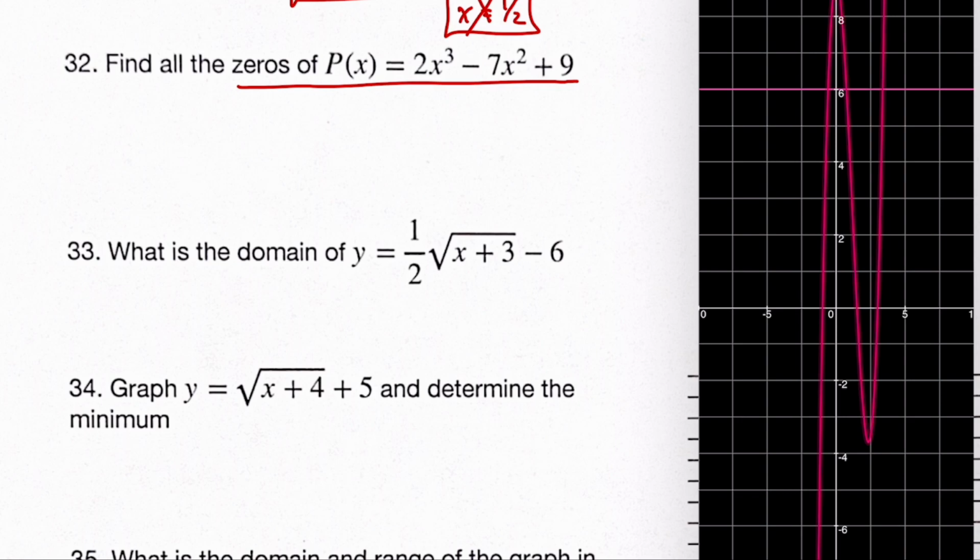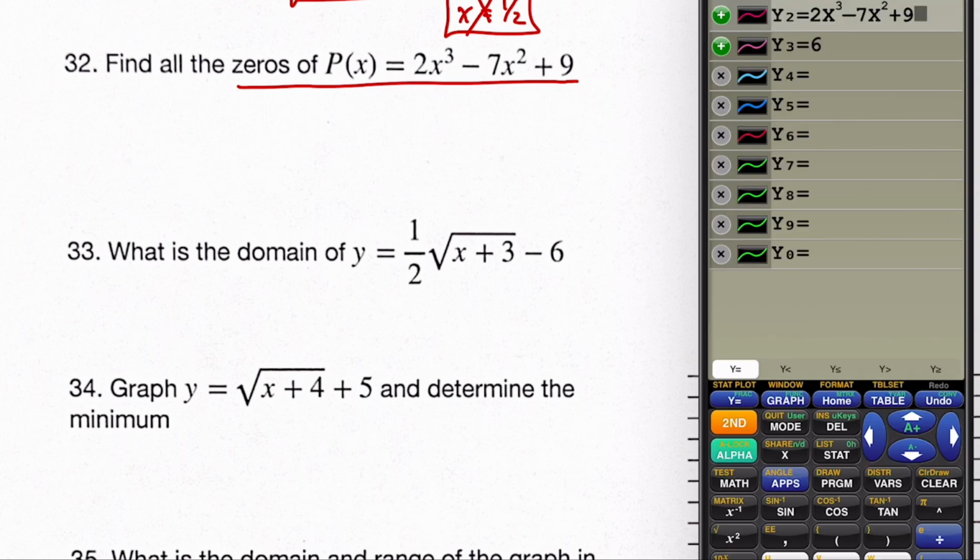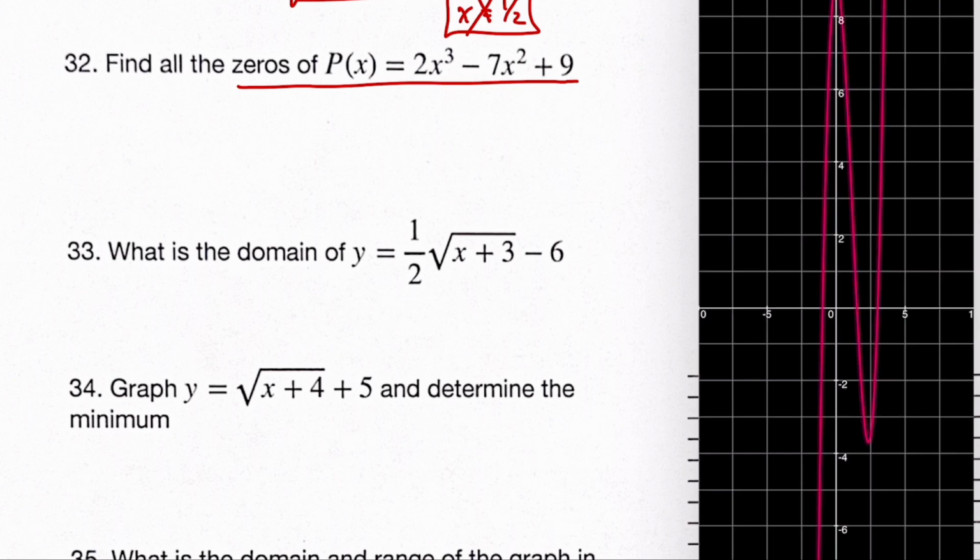Looks like I got another equation in there, so I'm going to hit my y equals here. Yeah, y equals 6 right there. I'm going to clear that out and go back to my graph. So my zeros are where it crosses the x-axis. So it looks like I've got a 0 at -1, a 0 at 3, and a 0 at 1.5. So -1, 3, and 1.5.